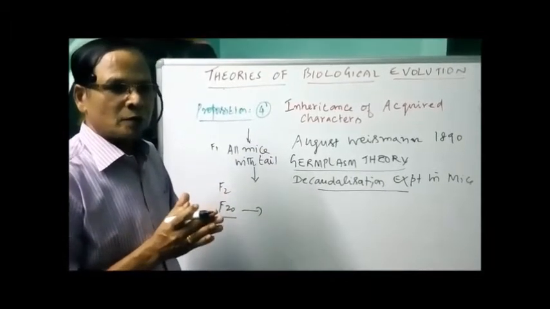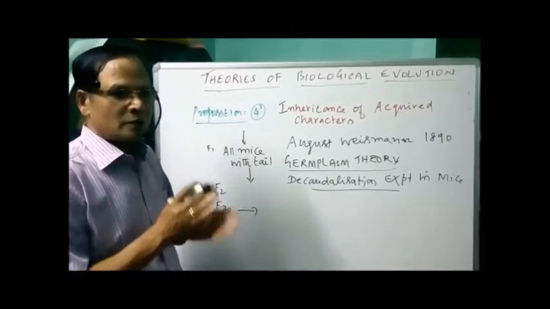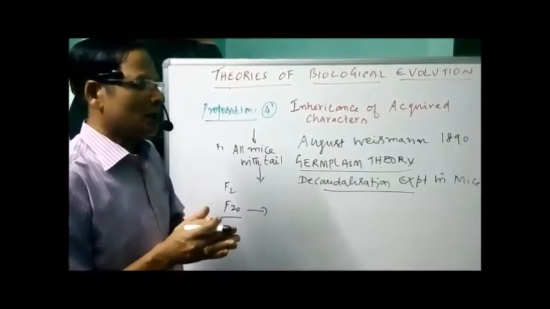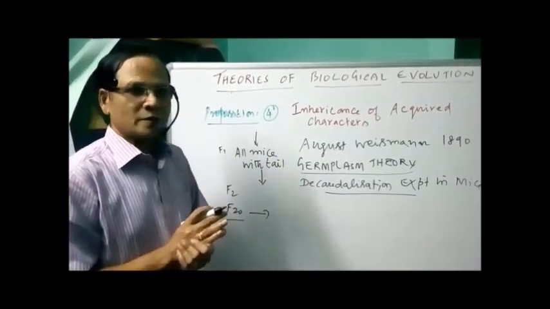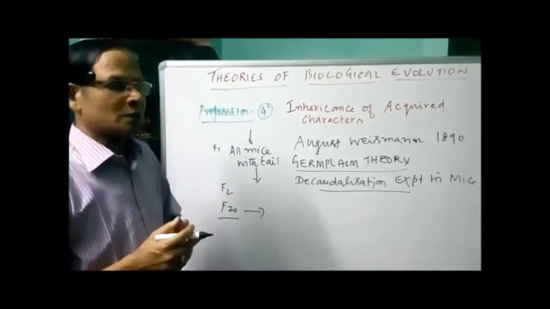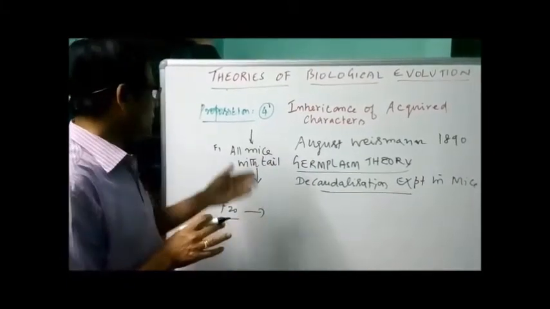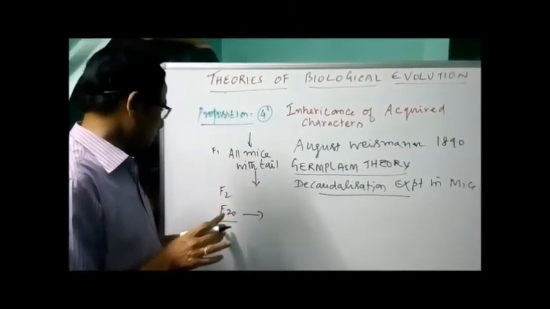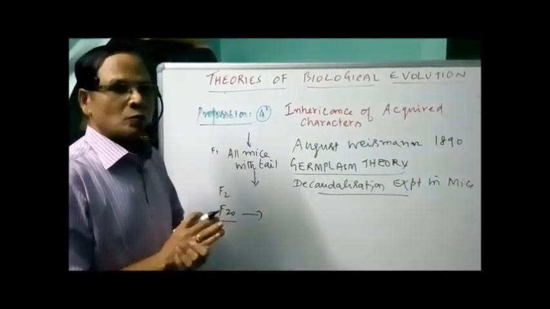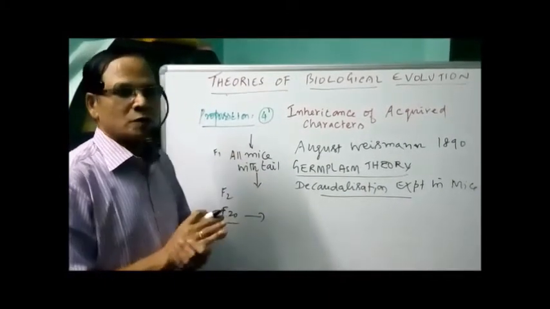So here, the tail is nothing but the somatoplasm, somatic cells. Any change in the somatic cells will not be transmitted to the next generation. As per inheritance of acquired characters, any change in the structure will be automatically transmitted to the next generation. But here he disproved that concept by the decaudalization experiment. In all the 20 generations, the mice were born with tail only. No individual was born without a tail.